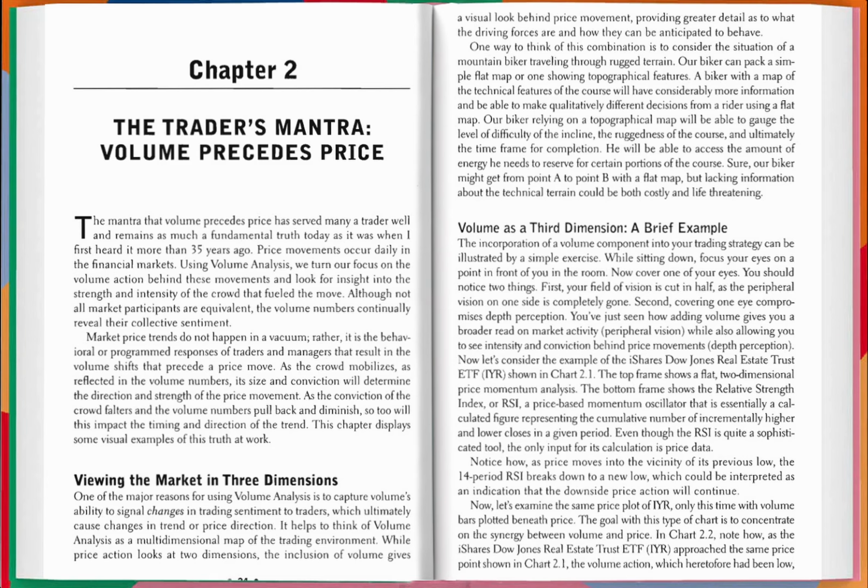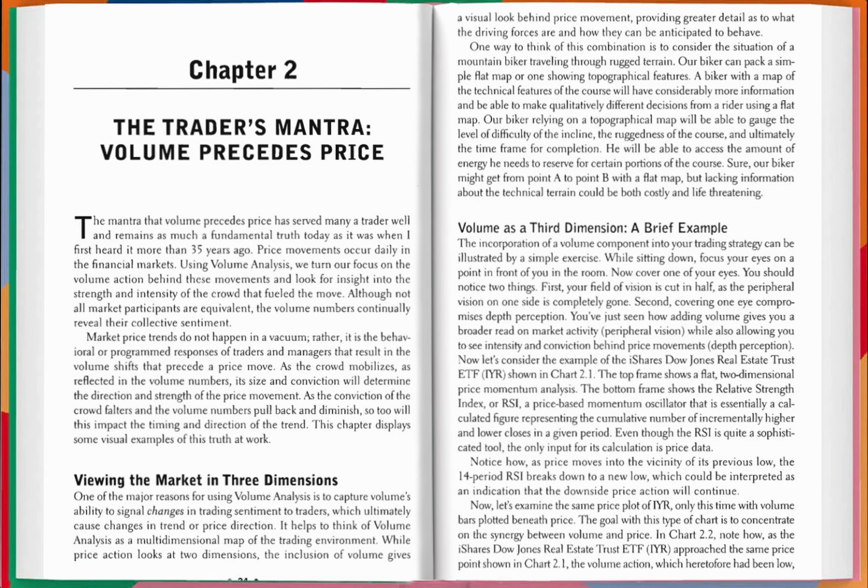In Chart 2.2, note how, as the iShares Dow Jones Real Estate Trust ETF, IYR approached the same price point shown in Chart 2.1, the volume action, which heretofore had been low, noticeably increased. Using volume analysis, a sharp-eyed trader would translate this as a battle for near-term direction. This type of increased volume action would be recognized as a signal that a change in direction was due.